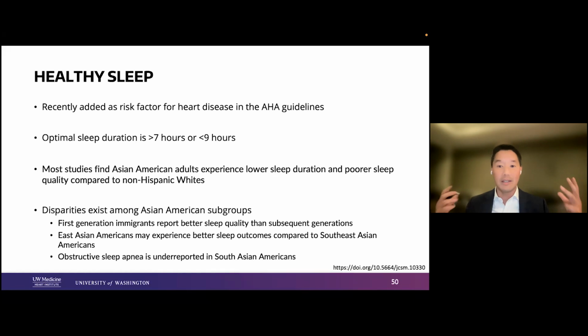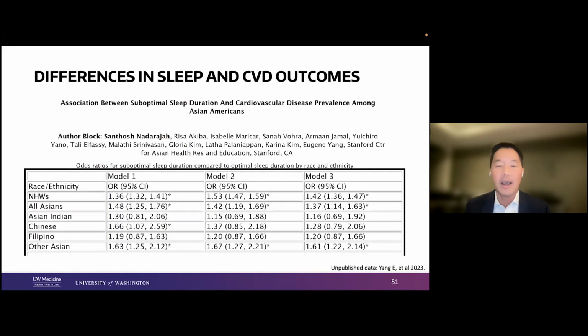And again, as you would anticipate, there are disparities or differences between Asian American subgroups. First-generation immigrants report better sleep quality. East Asians may have better sleep outcomes compared to Southeast Asians, and sleep apnea is often underreported, specifically in South Asian communities. So this is a study that I'm working on through the Stanford CARE program that we're about to present in a few weeks.